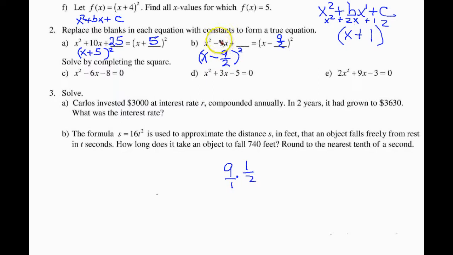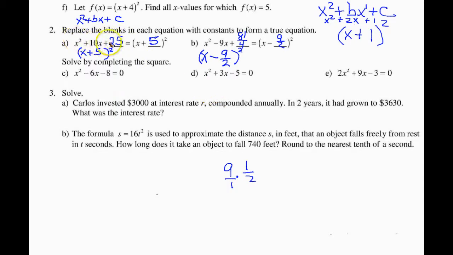Now, what do we do to this term to get our C term? Our C term here. We have to square that. So that's going to be 81/4. Now if we factored this, it would factor into this. But the easy way before you factor it is just put your parentheses there, put the x there, the negative sign there, and take half of your B term right there. Perfect.